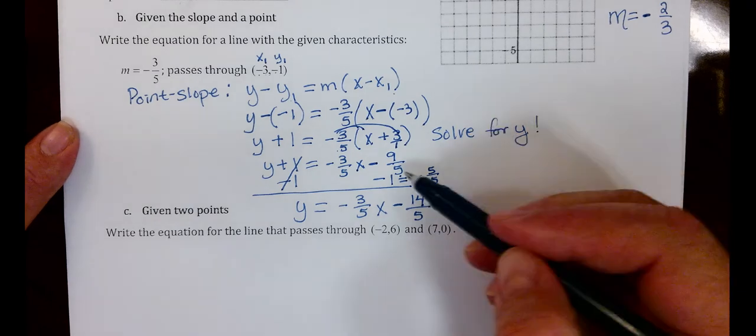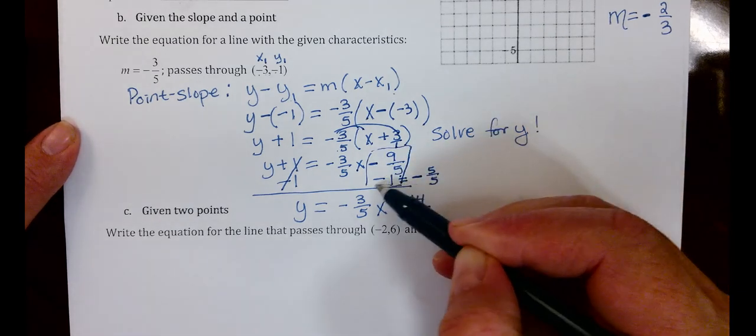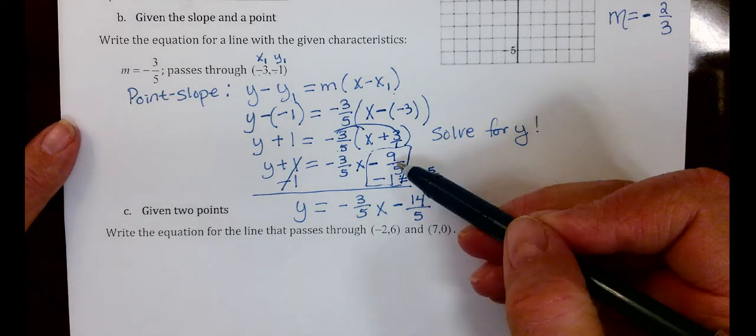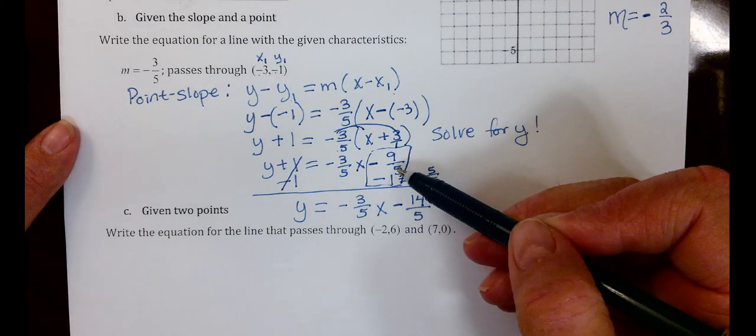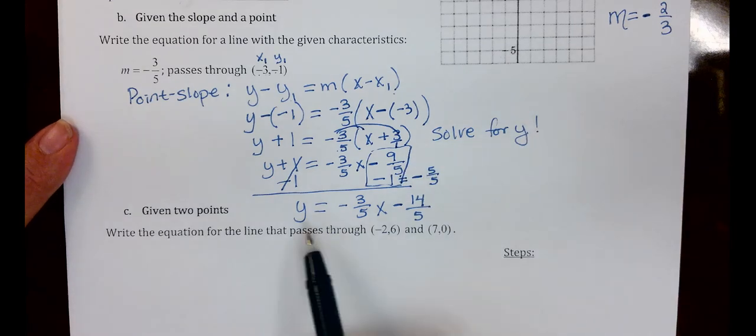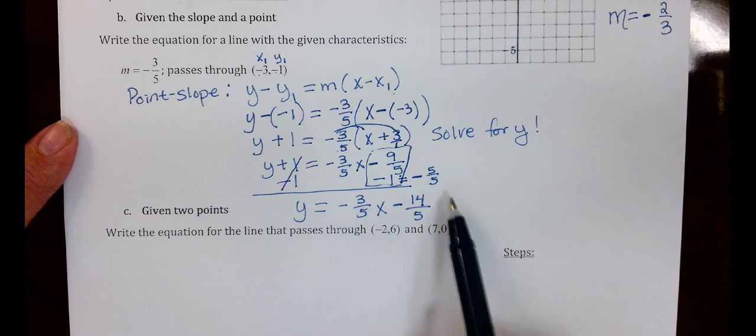Again, you could do this, negative 9/5 minus 1 in the calculator. Just make sure that this fraction is put in parentheses when you do that. So our equation of this line is y equals negative 3/5 x minus 14/5.